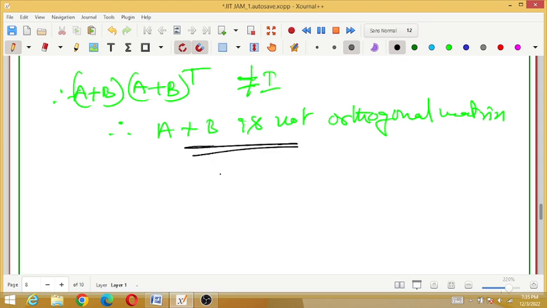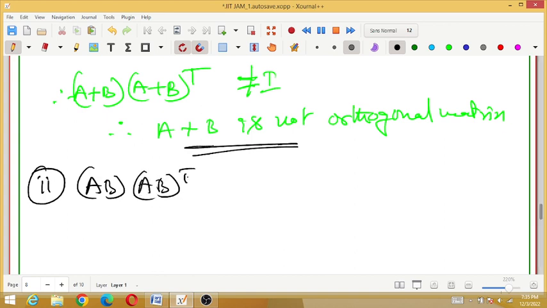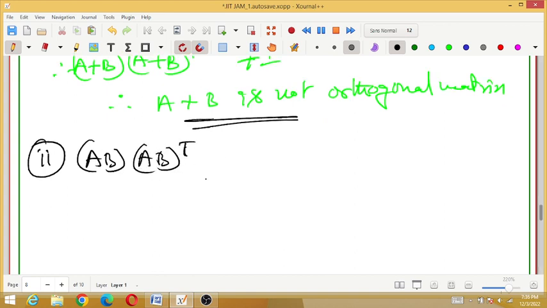Similarly, you have to check yourself whether their subtraction is orthogonal or not. Next, second one, their product: we are doing AB into AB whole transpose. If it comes I, it means AB is said to be orthogonal. We want to check AB as it is. AB whole transpose is equal to B transpose into A transpose.